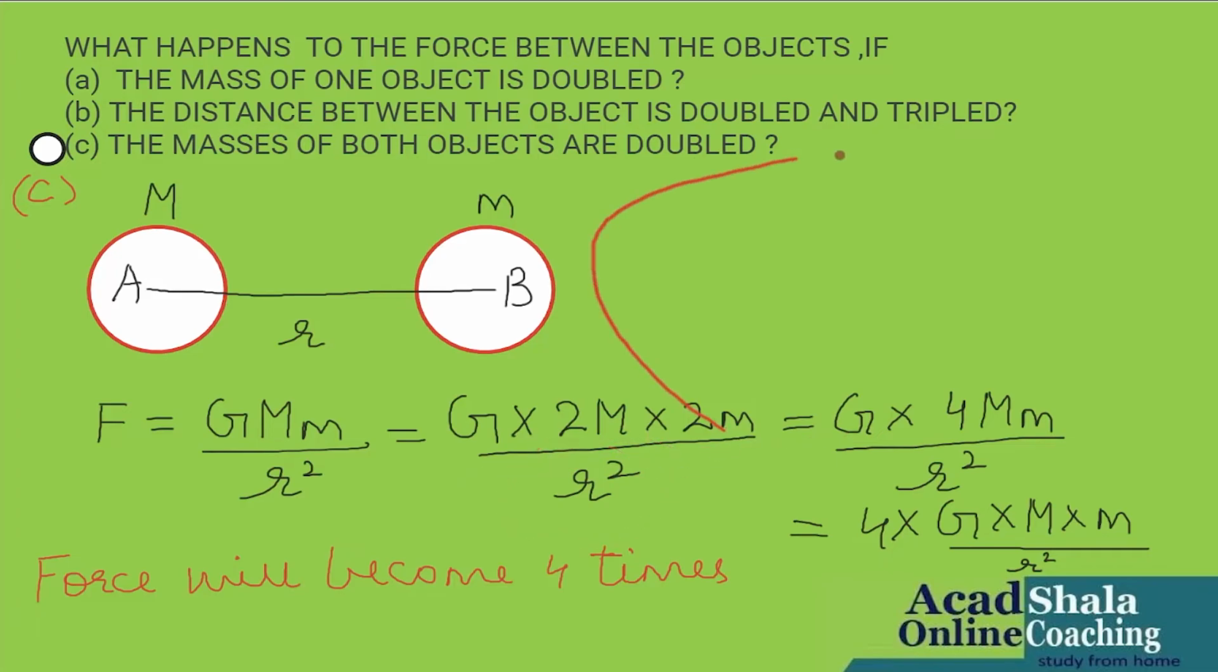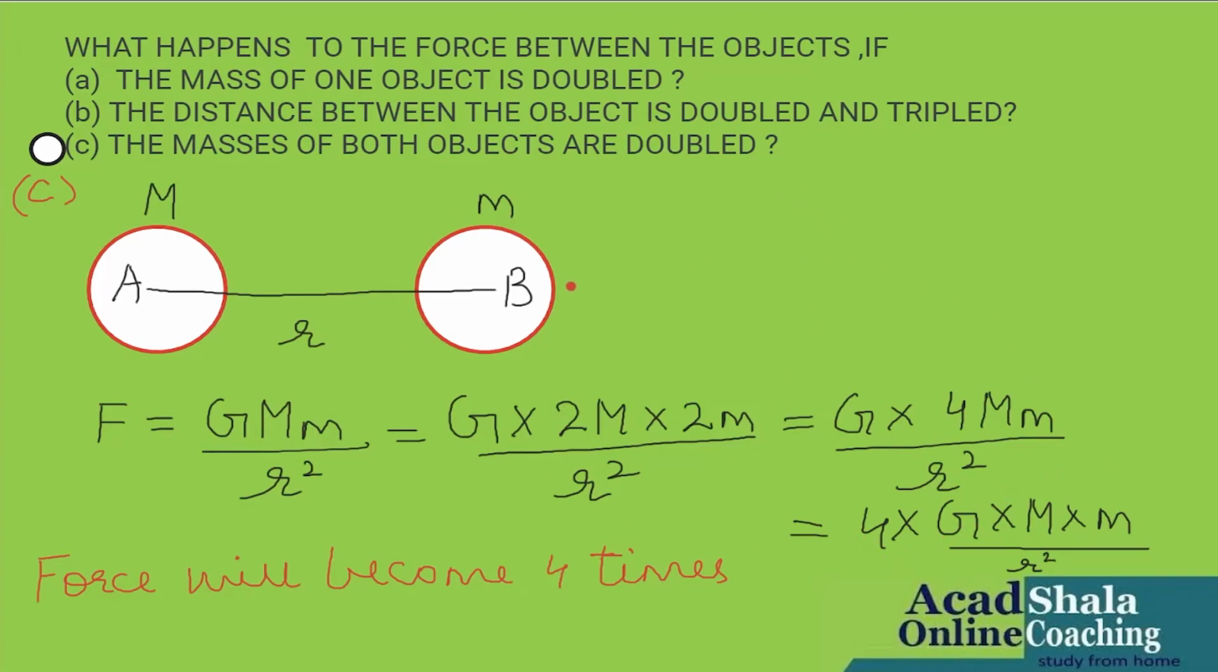Now again I will solve further. So that is G into 2 2s are 4, 4m small m upon r square. I will keep this 4 outside: 4 into G into m into small m upon r square. So this is the final expression I got according to the demand of the numerical of the C part. Now I will write this expression in words: force will become 4 times.